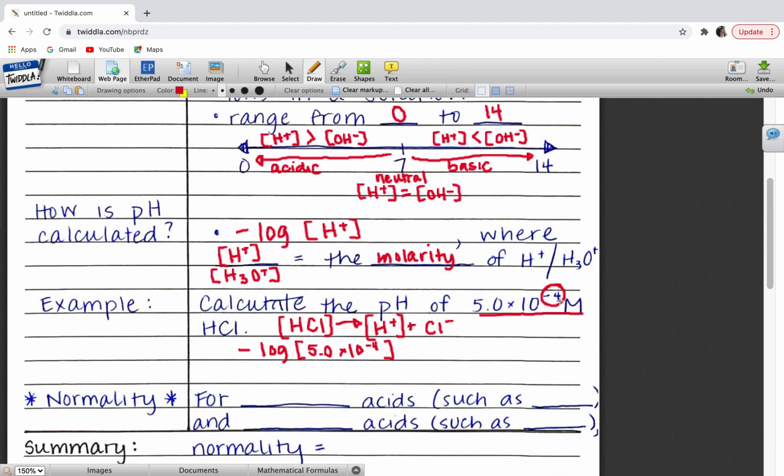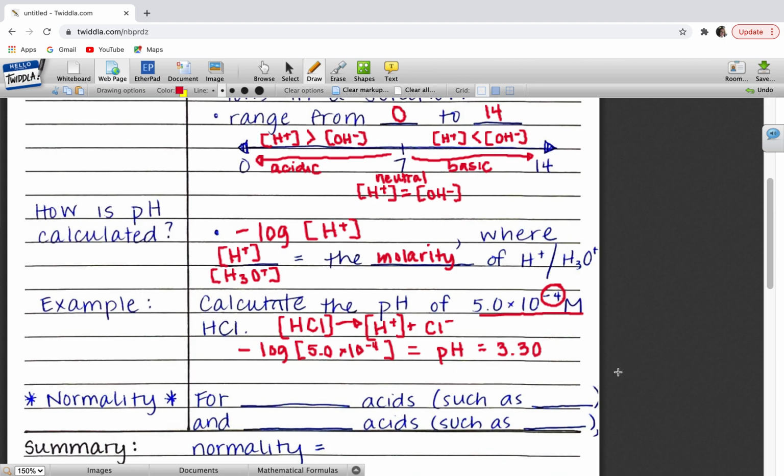So let's go ahead and just type it in. I'm going to hit negative, then I'm going to hit the log button. It's literally just a button on the calculator. So I hit the negative button, I hit the log button, and then I type in 5.0 times 10 to the power of negative 4 and hit enter. And so what I end up with is a pH value that's equal to about 3.30.